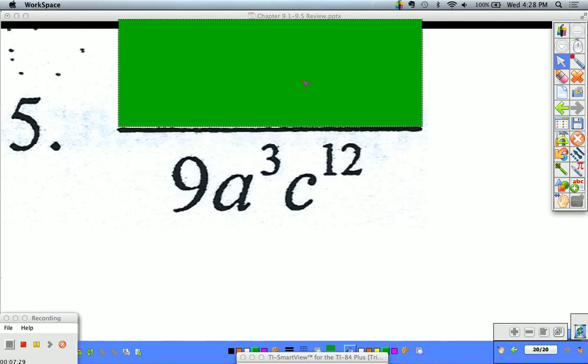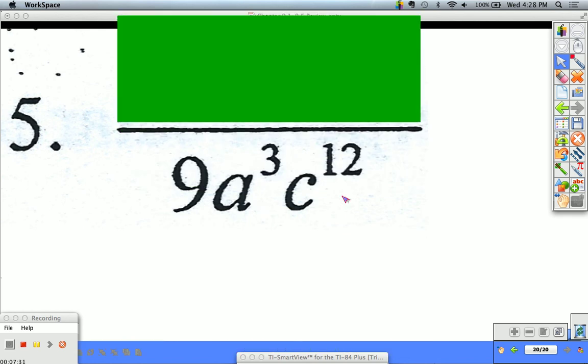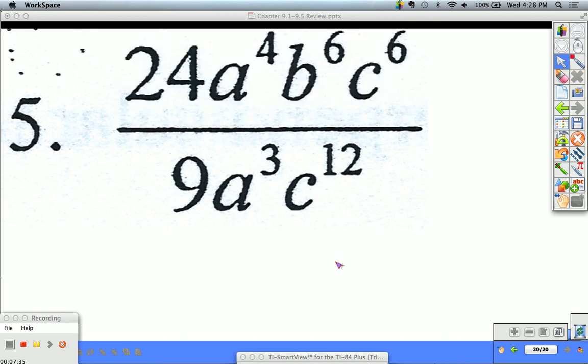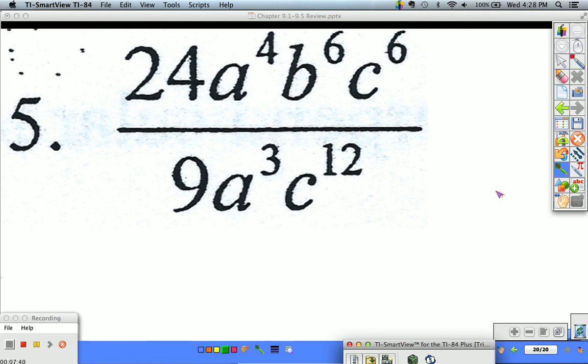So on the top of our fraction we're going to have an 8. On the bottom we have a 3. Just like on the last problem, we have a's on top and bottom, so we need to divide those. The way we divide variables is to subtract their exponents.